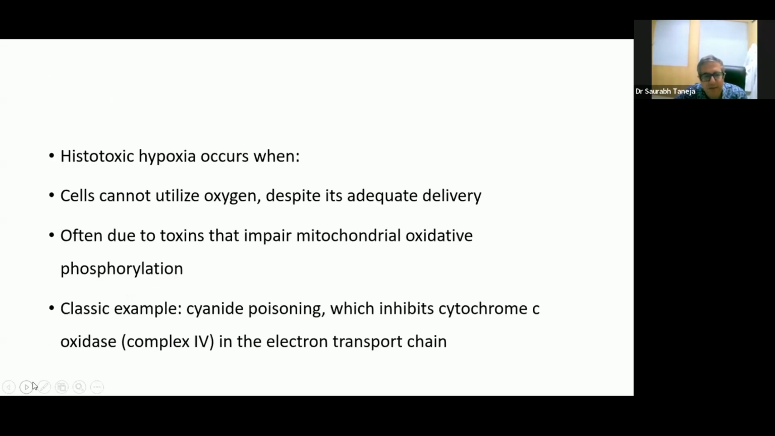So what happens? The cells cannot utilize oxygen despite adequate delivery. The hemoglobin is fine, the saturation is fine, the content is fine, the perfusion is fine. All the steps that deliver oxygen to the cells are fine, but the cells by themselves cannot utilize oxygen. This is often due to toxins that impair mitochondrial oxidative phosphorylation. The classic example is cyanide poisoning, which inhibits cytochrome C oxidase in the electron transport chain, and thus the patient cannot utilize oxygen in this poisoning.